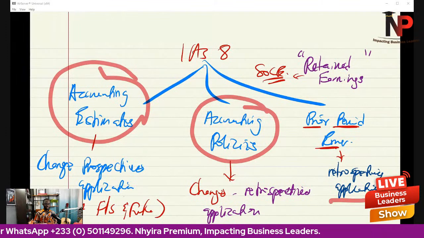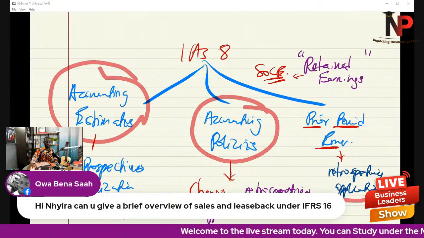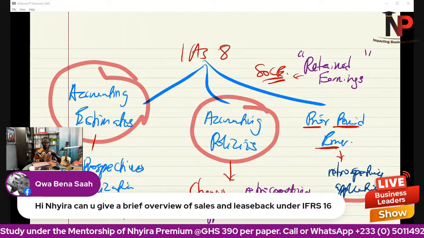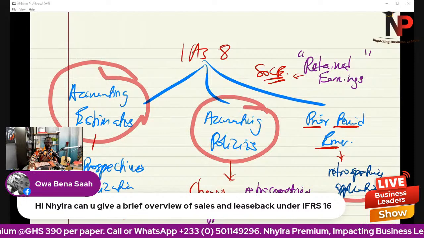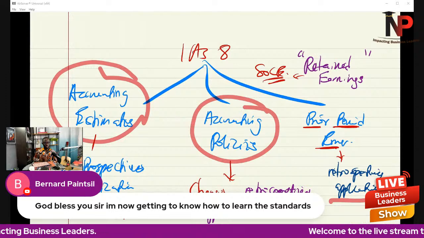Then the last, I'm seeing some chats coming in. Let's see if I can take them really quick. From Facebook, Ben Assar said, hi, Nhyira. Can you give a brief overview of sale and leaseback under IFRS 16? I don't know what you mean by brief overview, though, but we would look at IFRS 16. It's one of the standards we'll be looking at. So let's see if I can do that. If not, I will look at that later on in our discussion.